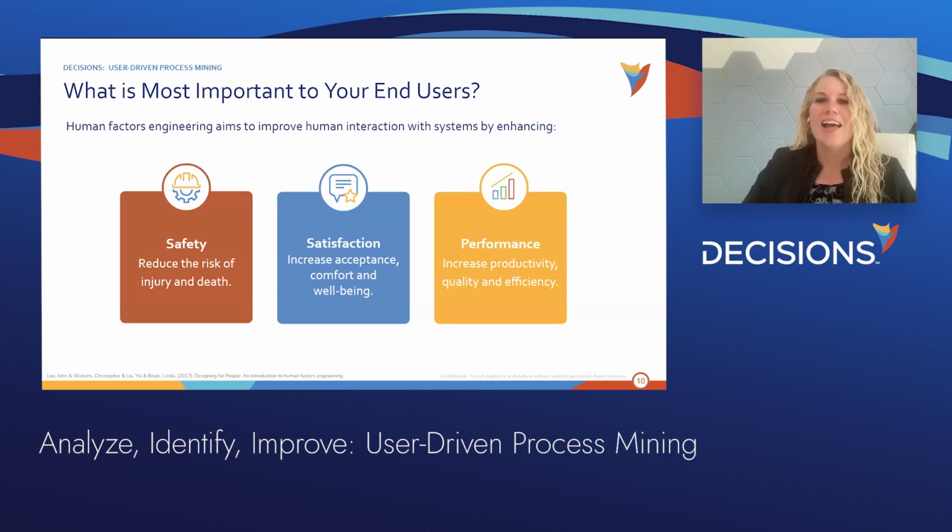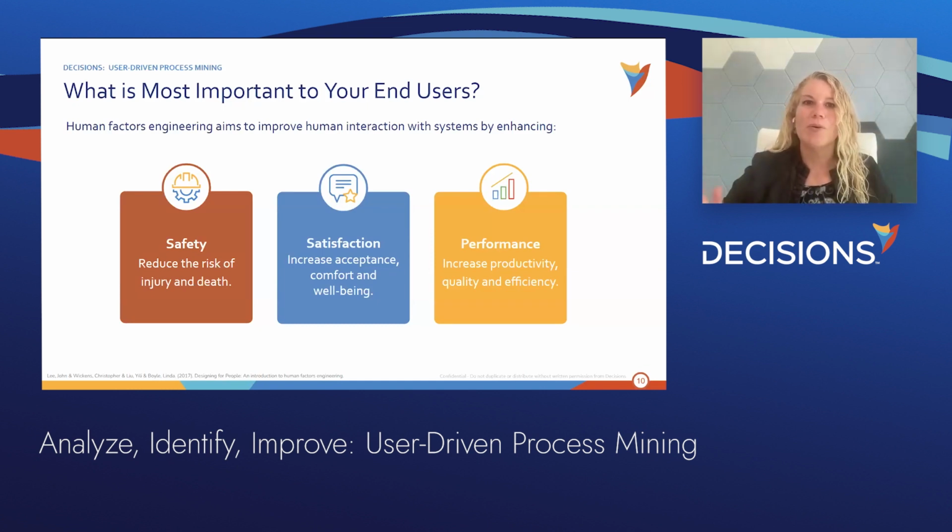From an expert perspective, the people who study human systems interaction are called human factors engineers. In the book Designing for People, they describe three main aims of human factors engineering. These are great goals for you to keep in mind when you're thinking about how to talk to these end users.